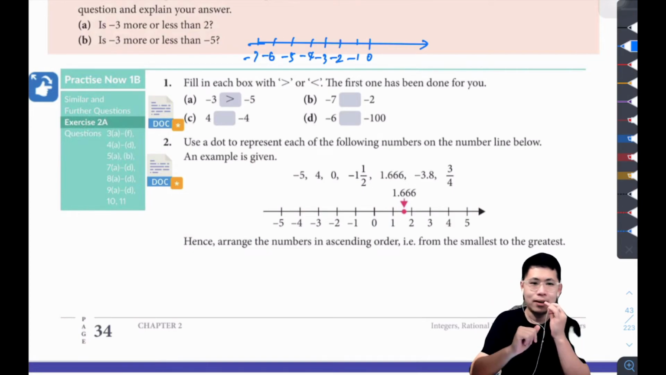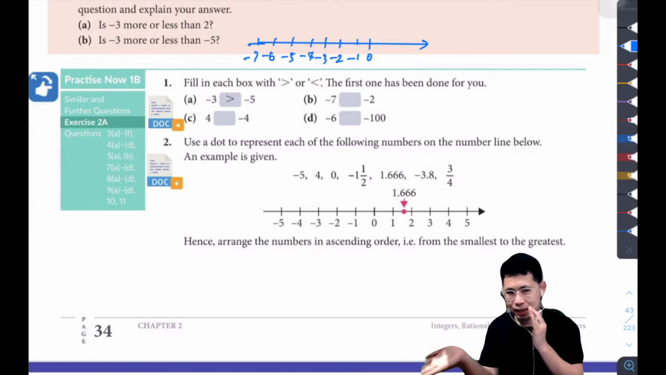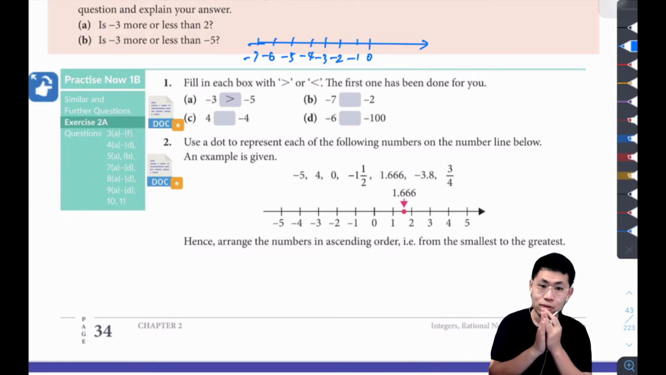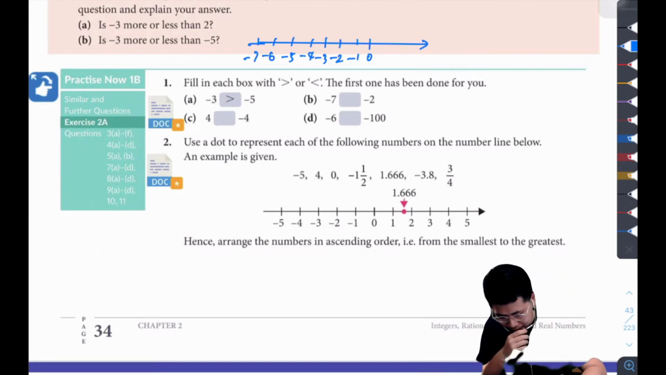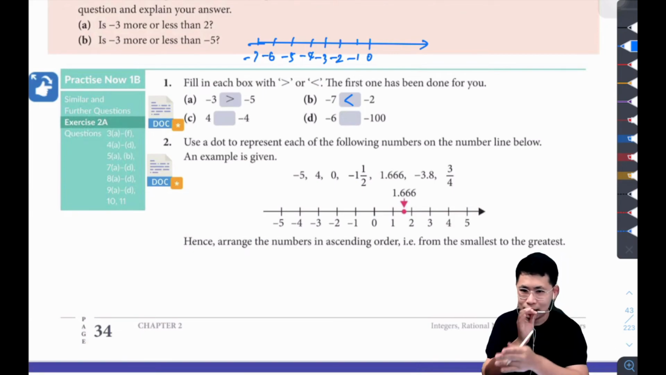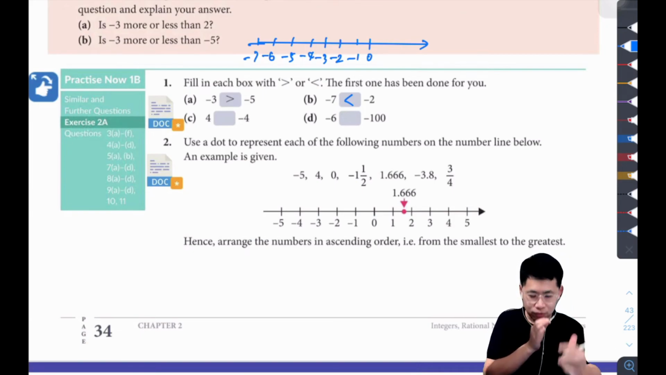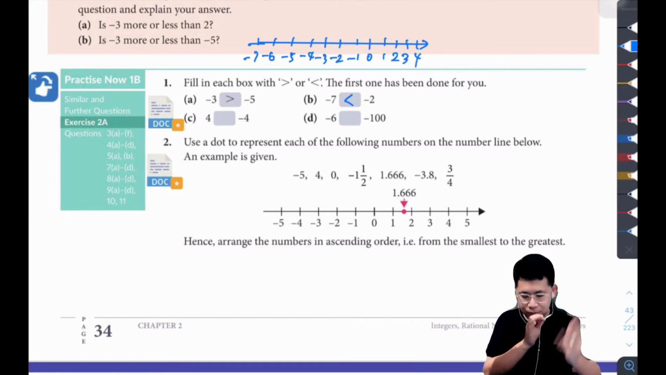Okay, next for B. Negative 7, negative 2. What do you think? Negative 7, left hand side. Negative 2, right hand side. So obviously negative 7 is less than negative 2. Okay, part C, 4 and negative 4. So where is 4? 4 would be on your right. Negative 4 on your left. So negative 4 is greater, more than.